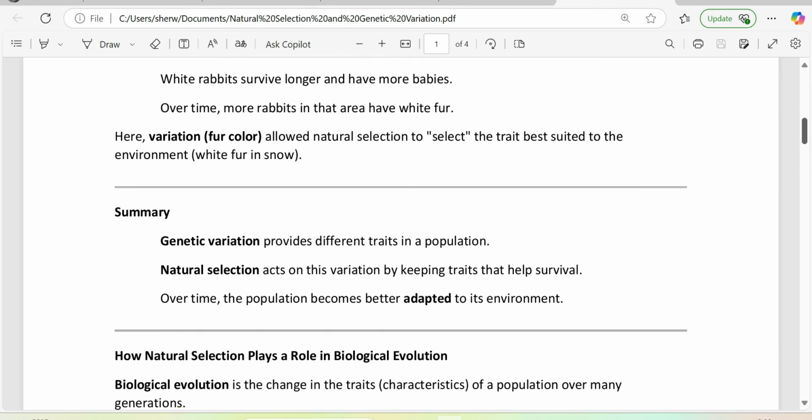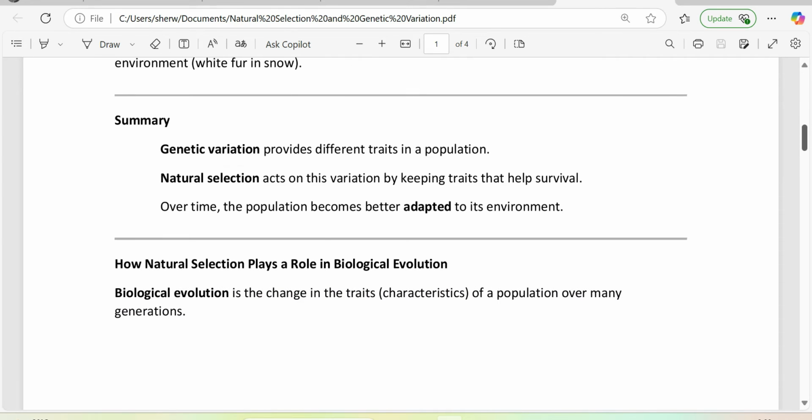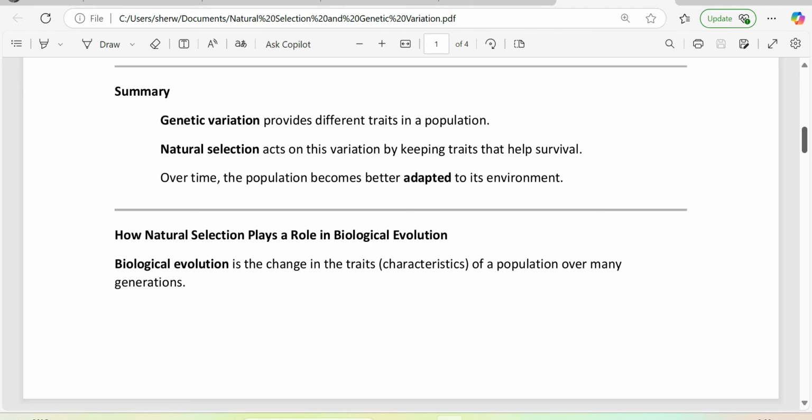Summary: genetic variation provides different traits in a population. Natural selection acts on this variation by keeping traits that help survival. Over time, the population becomes better adapted to its environment.